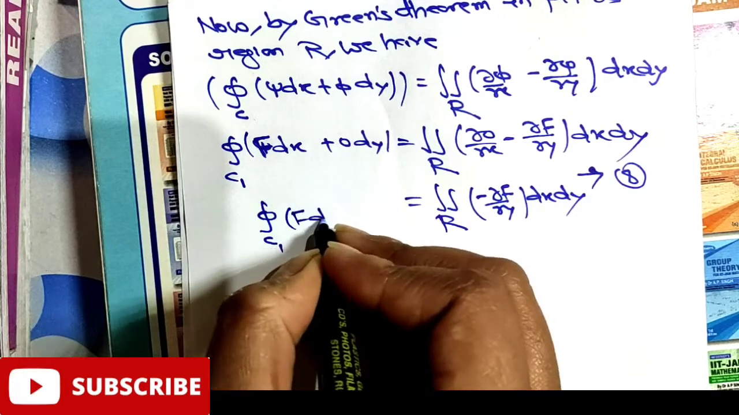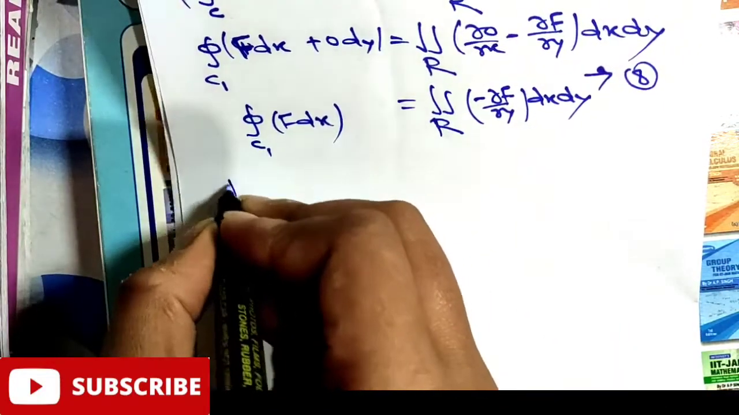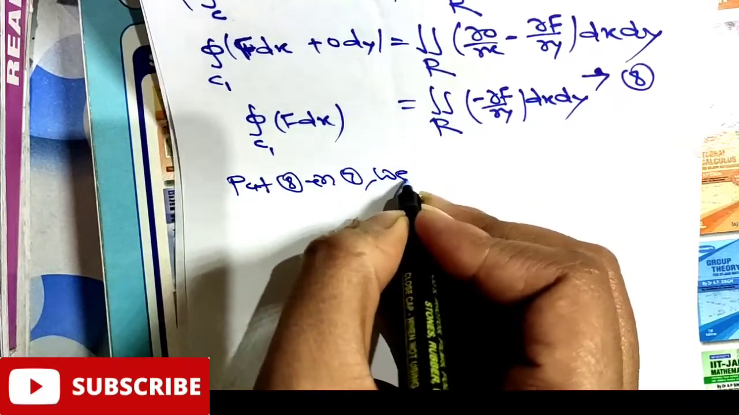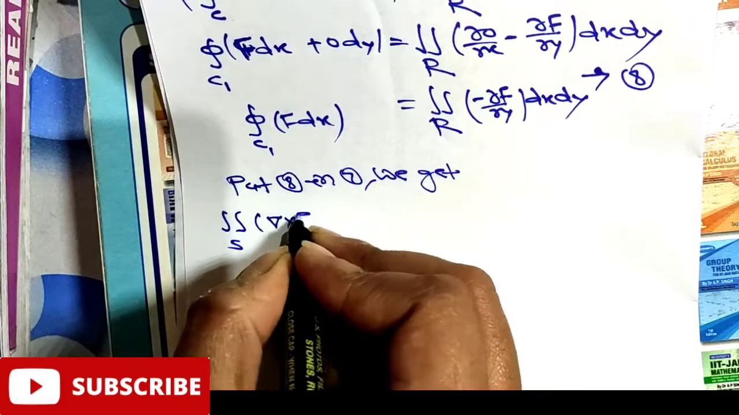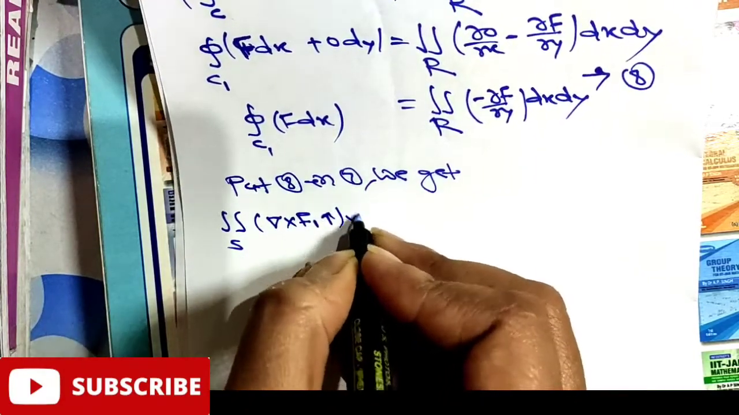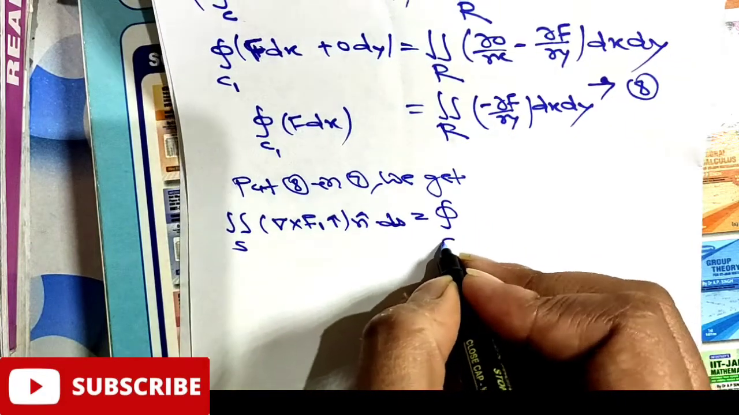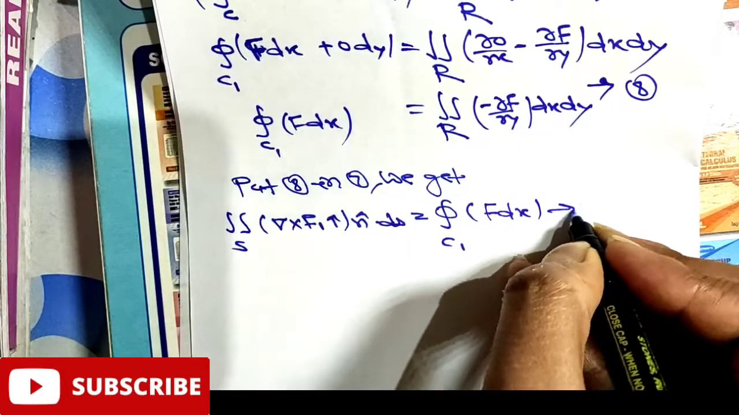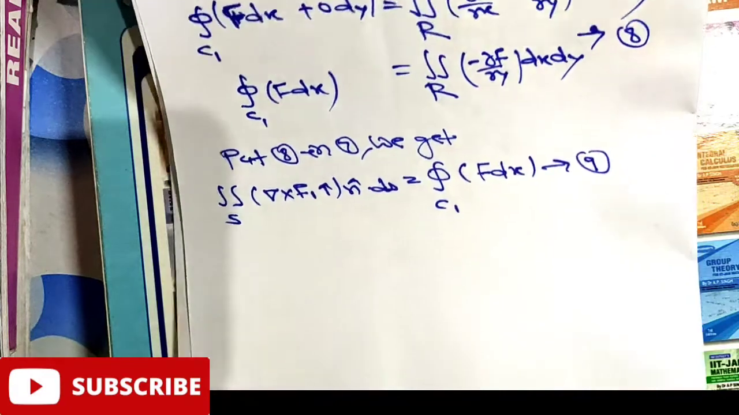Now, line integral over C1 of f dx. Now we are going to put 8 in 7. Put 8 in 7, we get surface integral over S of del cross f1 i cap dot n cap ds is equal to line integral over curve C1 of capital F dx, from 7. Give it equation 9.